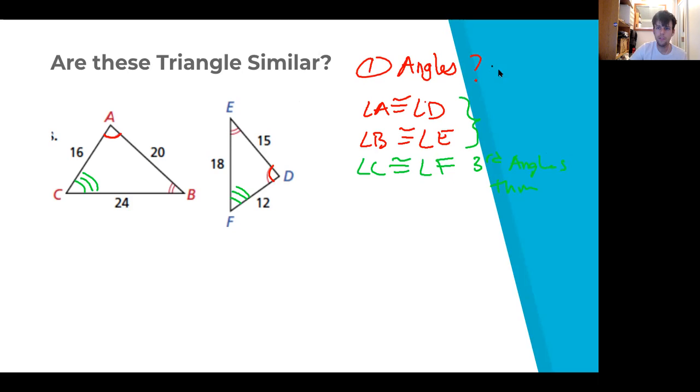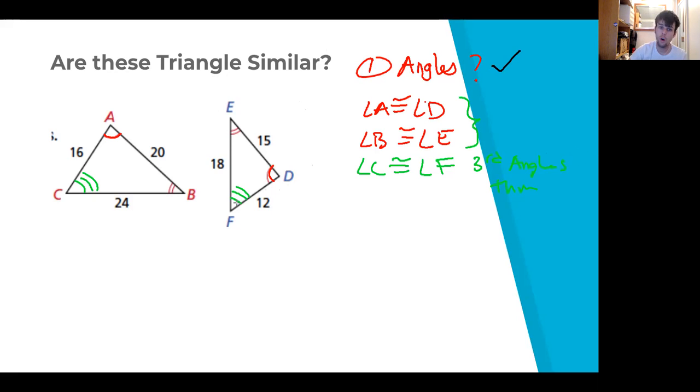All right, so we got that first part. Yeah, corresponding angles are congruent. We just got that, all 3 pairs. What about the sides? Okay, with the sides, we need to figure out which sides are going to correspond to one another. So in this case, we have actually a few different ways to do that. I'm going to go through each way.